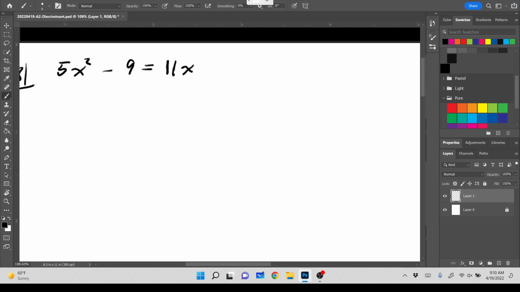Sounds like a great idea. Let's do it. So we're going to minus 11x, minus 11x. These ones cancel. And we end up with what on the left side? 5x squared minus 11x minus 9 equals 0. Does it have to be in that order? Yes. Has to be in descending order.